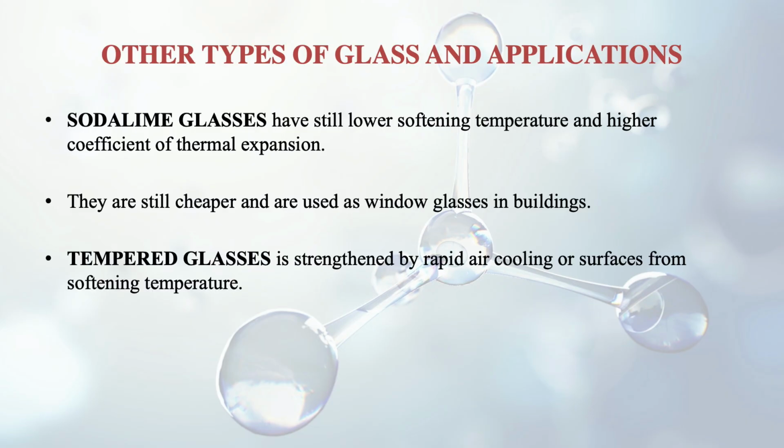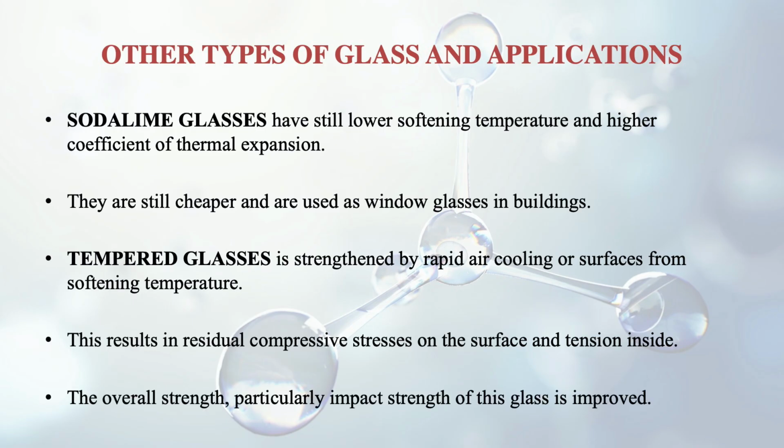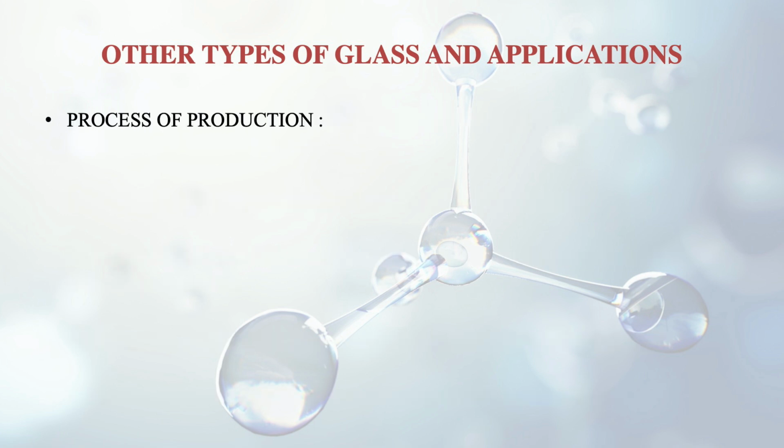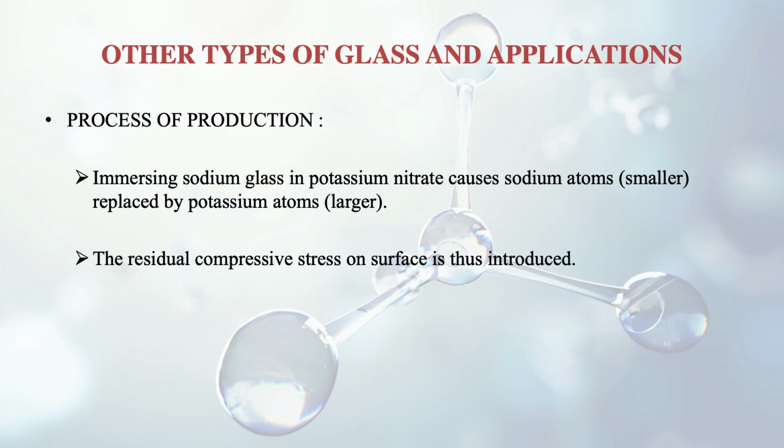And further we have the tempered glass, which is strengthened by rapid air cooling from near the softening temperature, and the consequence of this is that it will develop residual compressive stresses on the surface, and there will be tension inside the specimen. So overall strength and particularly impact strength of this glass is improved. And how do we produce it? By immersing sodium glass in potassium nitrate. It will cause sodium atoms that are smaller to be replaced by the potassium atoms, which are larger. So the residual compressive stresses on the surface will then be introduced, and tempered glass is used in automobiles.